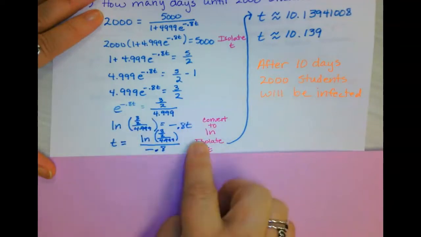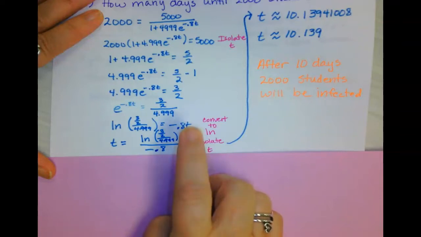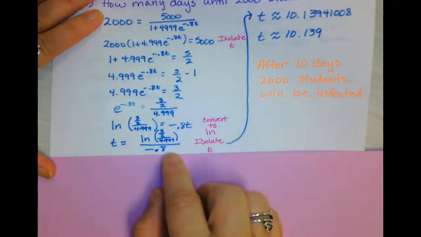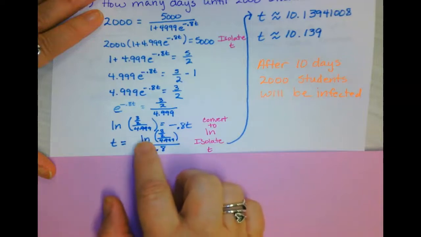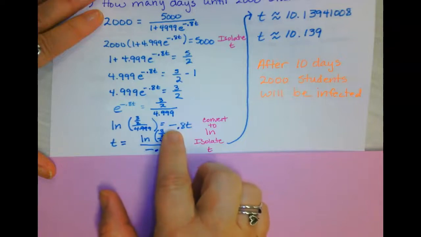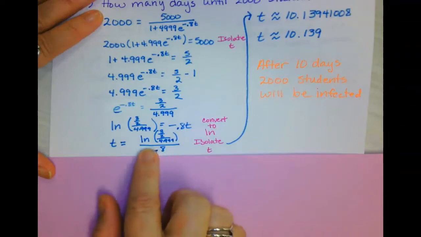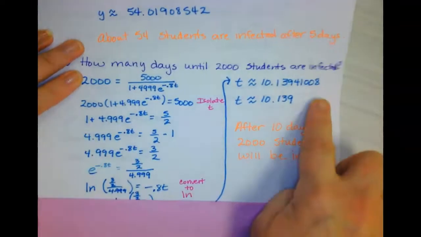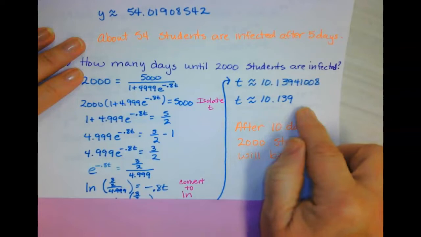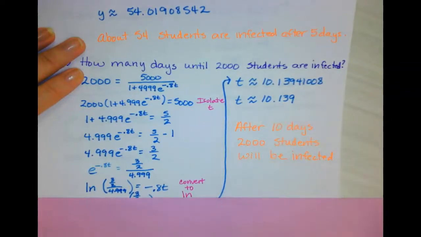If this were a problem for me, I would expect to see how you got down to this, and I would not expect you to go into your calculator until this is physically on your paper. Once you go into your calculator, you can literally make it look just like this. Make a big fraction, put the ln in the top. Make another fraction, make a fraction in the top of that. Put the decimal in the bottom, divide by negative 0.8. And since you're calculating, it's okay to have the negative on the bottom here. But remember, under normal circumstances, we put the negative in front or on top. So this is what we get. So we get to interpret our answer. T is approximately 10.139. So after 10 days, 2,000 students will be infected.